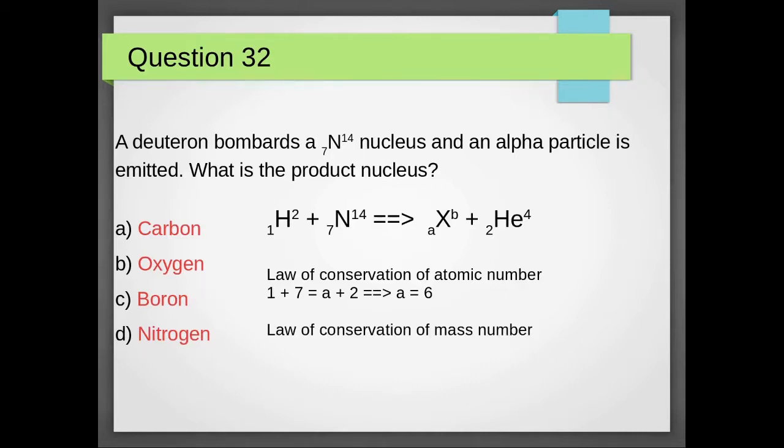The law of conservation of mass number also applies here, which states that the sum of mass numbers on the left hand side should be equal to the sum of mass numbers on the right hand side. So 2 plus 14 should be equal to B plus 4. That gives B as 12. So the product nucleus now turns out to be X with atomic number 6 and mass number 12, which can be only carbon. So option A is the right answer.